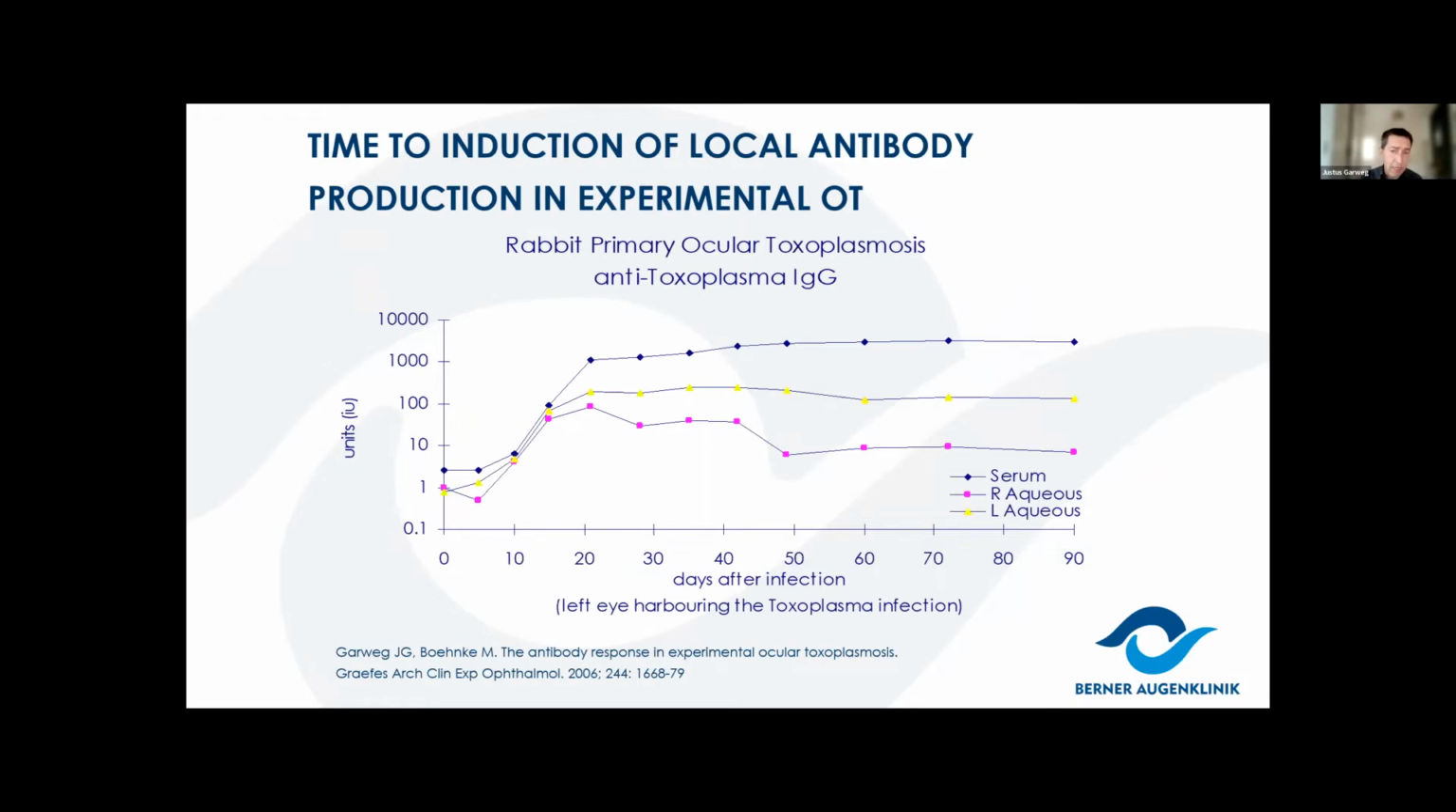Experimentally, we looked into that and found that the antibody levels in the serum, but also in the eye, are not very high until 2 weeks after experimental infection, which again indicates 2 to 3 weeks are required for the antibody tests to get positive to confirm your diagnosis. If you puncture early, you may get negative results if you do not look for PCR.